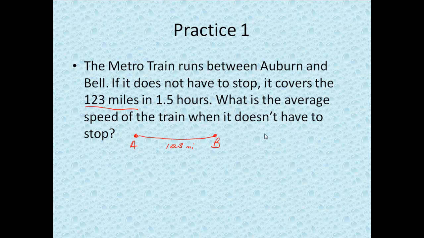I'm going to jot this down off to the side here, just so I keep that in mind. So this is the time it takes to travel. And this 123 was my distance.